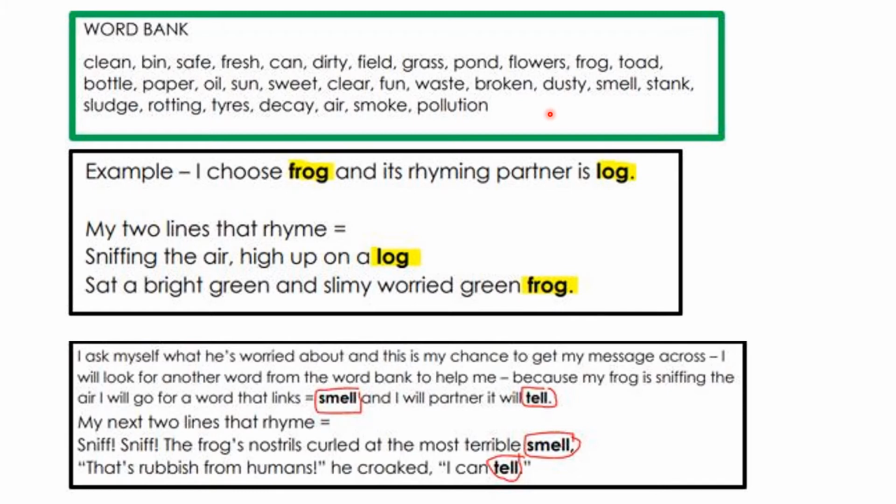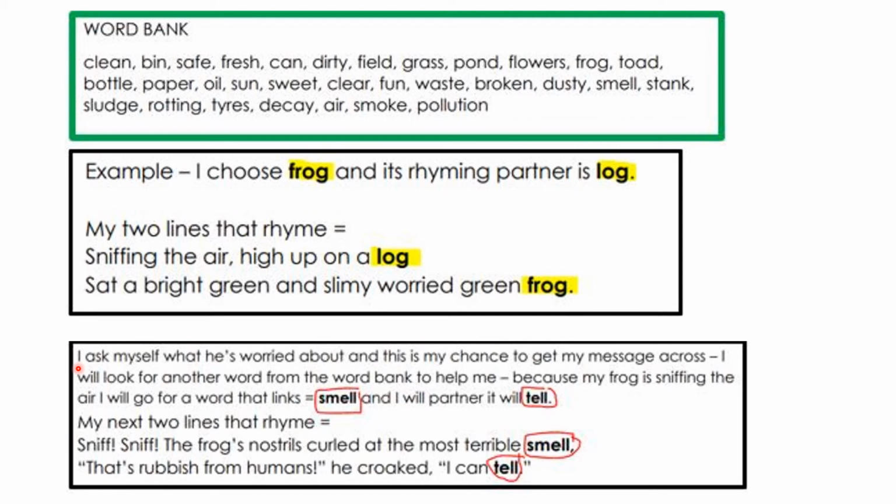My first 2 lines that rhyme, I chose frog from the word bank, and then I decided I needed a rhyming word, and that ended up being log. Now, frogs do sit on logs. So, keeping in mind that we're sending a message, I started sniffing the air. High up on a log sat a bright green and slimy, worried green frog. They're my first 2 lines. Great.